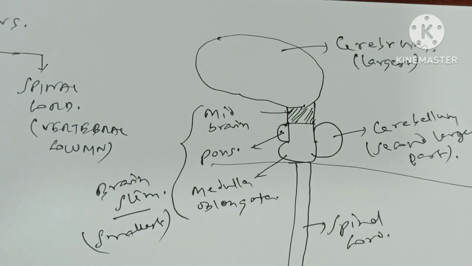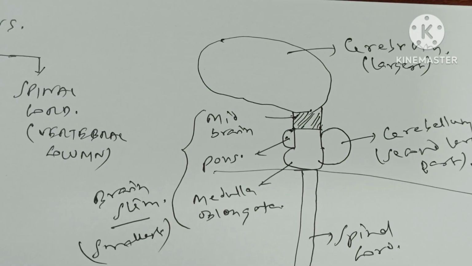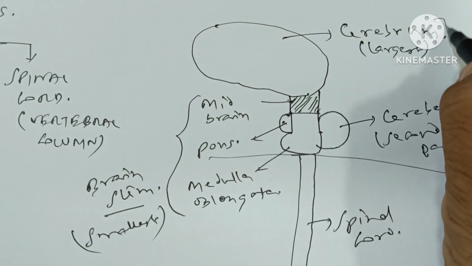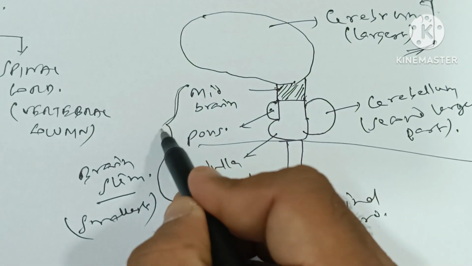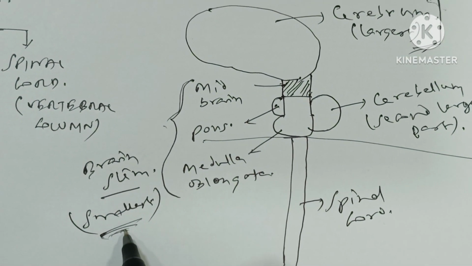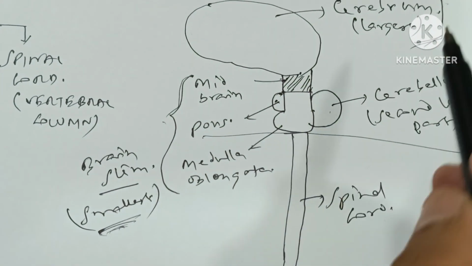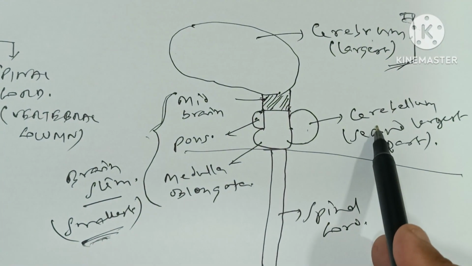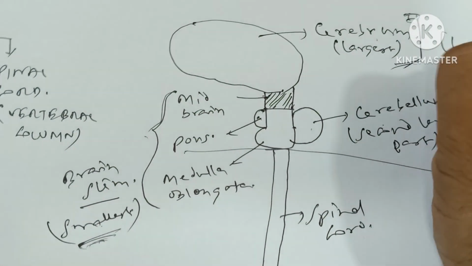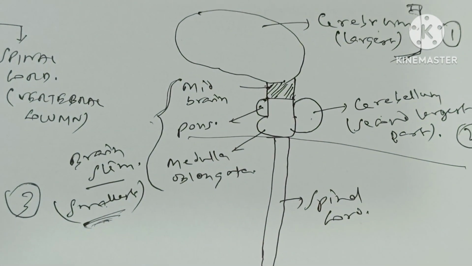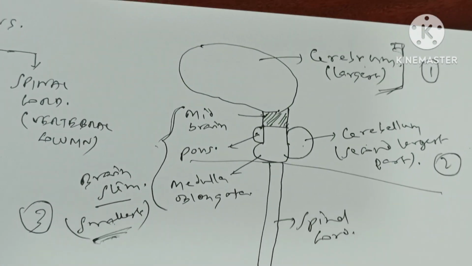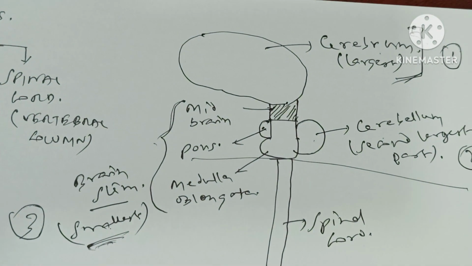So, what are the three parts of the brain? The three parts of the brain are the cerebrum, then the brainstem, which is the smallest part of the brain, and next the cerebellum. So, cerebrum number 1, cerebellum number 2 and brainstem number 3 are the three parts of the brain. Then comes the spinal cord.